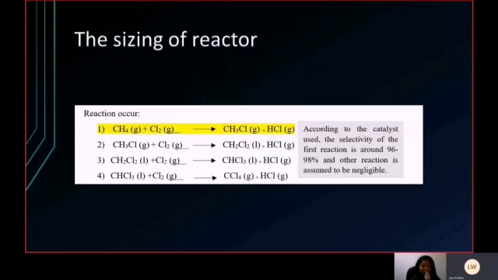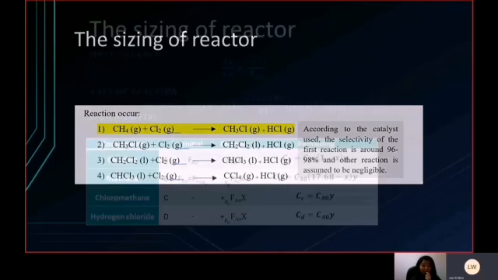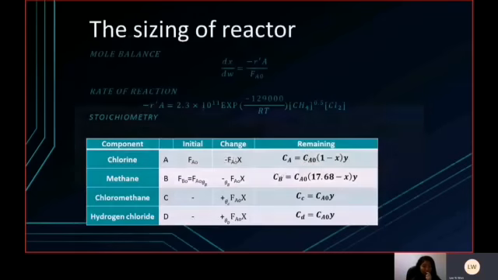Along here, the team is instructed to determine the size of the reactor. However, because this is a complex reaction, a catalyst is used and it is assumed that other reactions are small and negligible. To determine the sizing of the reactor, here are a few steps. First, determine the mole balance and rate of reactions that is obtained from reviewing literature. Besides, a stoichiometry table is done accordingly by assuming isothermal gas-phase reaction.